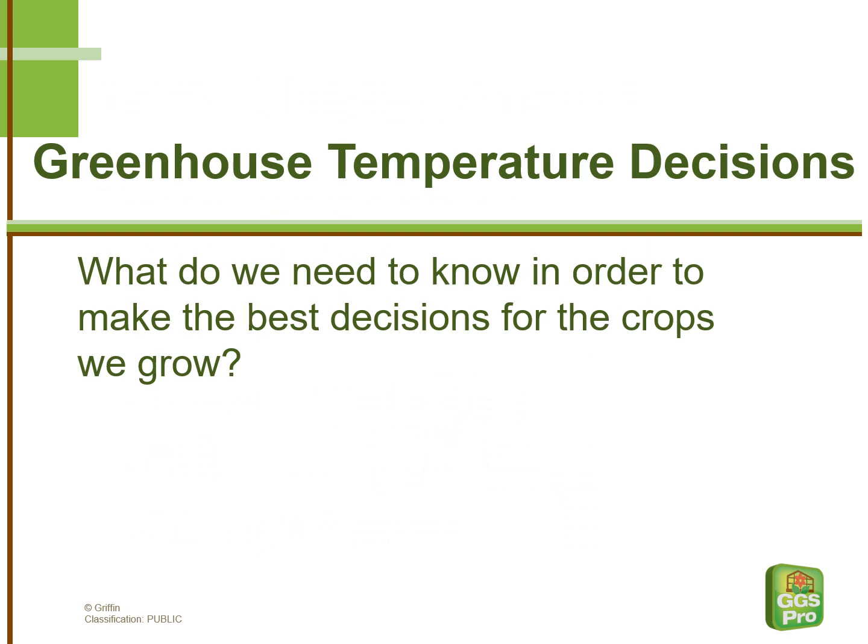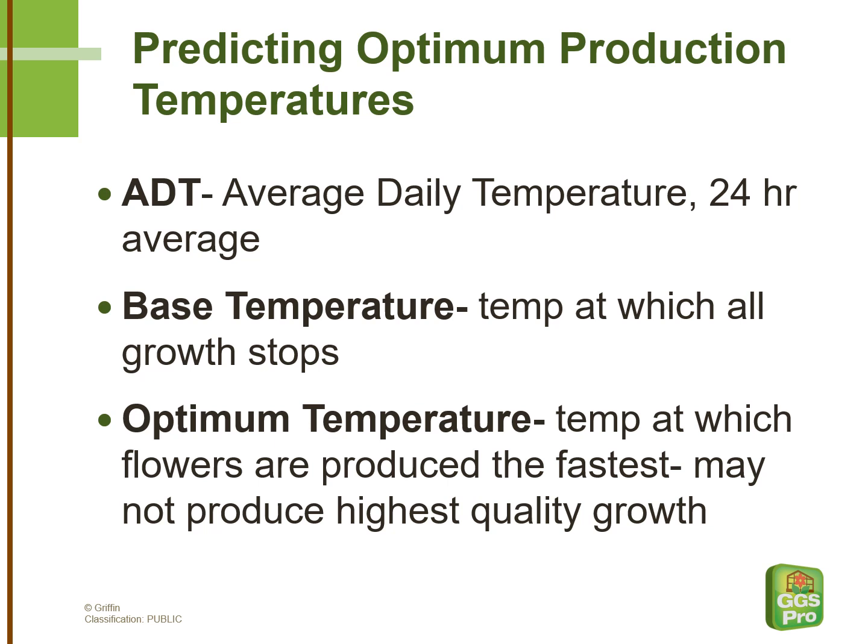We're going to move on now to a totally different topic, although the goal is the same, and that is to make our operations more efficient and more energy efficient. So we're going to be talking about the temperature decisions that we have to make in terms of our crop production. It's pretty complicated, but we're going to try to boil that down and help make sense of all that. So the first thing we want to say is, what do we need to know in order to make the best decisions for the crops that we grow? So we have a few more terms to define. These might come a little easier to you.